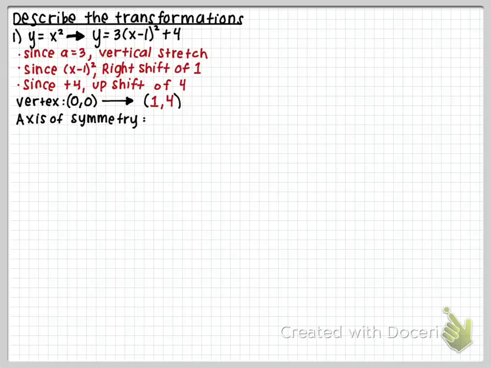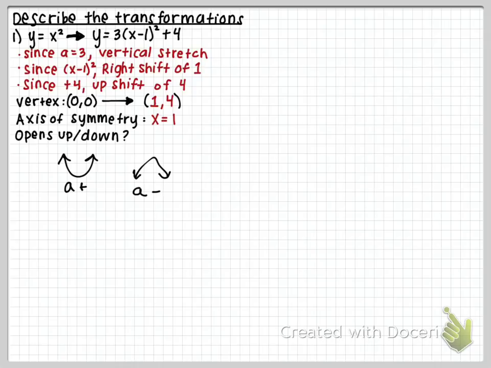Axis of symmetry, remember, is x equals whatever this number is. So x equals 1. Does it open up or open down? If A is positive, it opens up. It's going to look like this. If A is negative, it's going to look like this. You know what? I should do a positive A and a negative A. Now, which one is this?